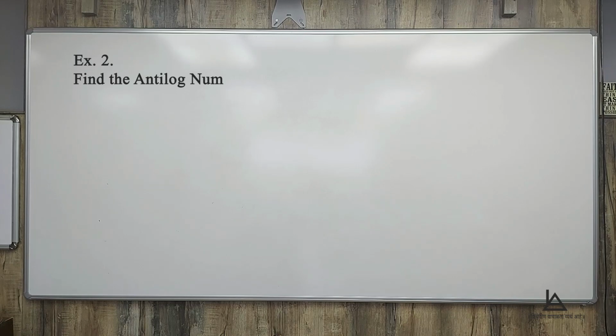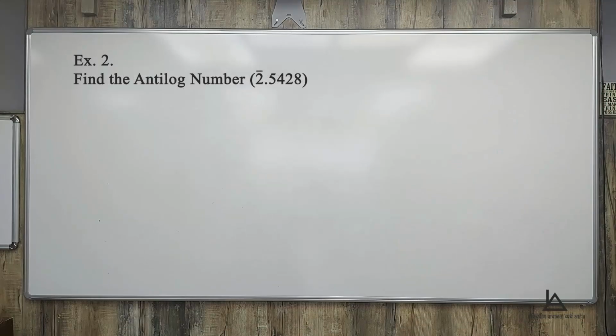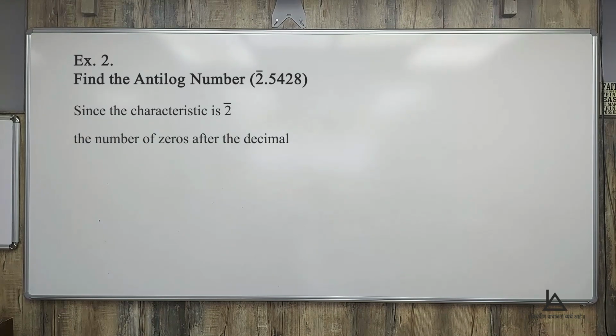Let's take one more example. Antilog of bar 2.5428. Forget about bar 2. Consider only the mantissa part 0.5428. The entry in antilog table in the row beginning with 0.54 under the column headed by 2 is 3483. In the difference column headed by 8 in the same row you find number 6. Add the 2, that is 3483 plus 6 is 3489. Since the characteristic is bar 2, that is the number of zeros after the decimal point is 1. Hence the required number is equal to 0.03489.